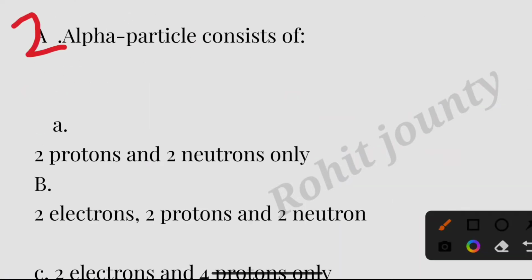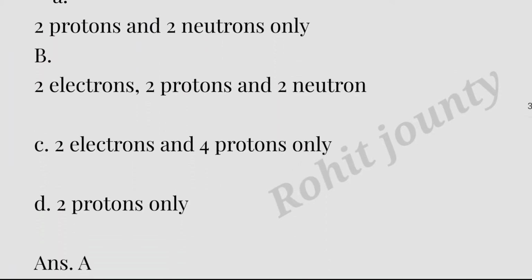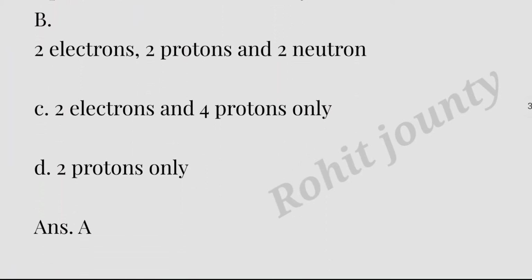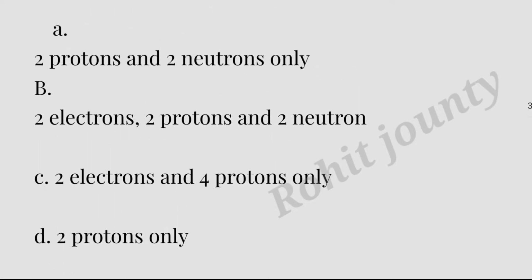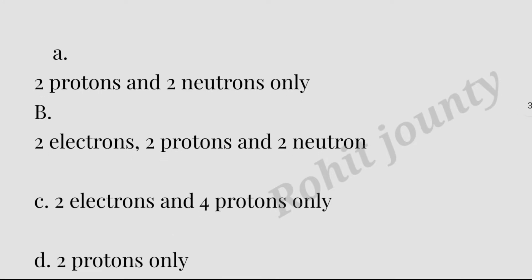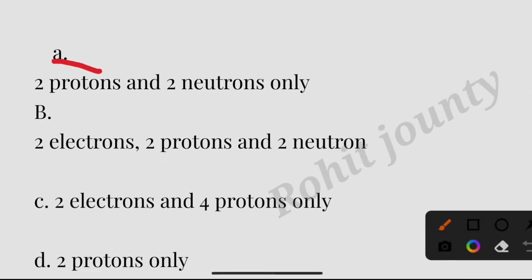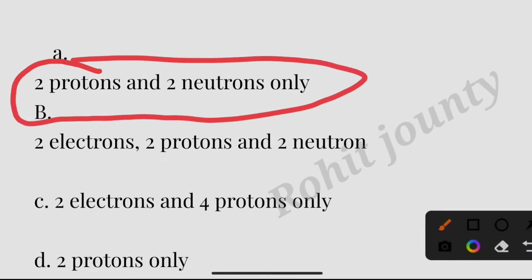Question number second. Alpha particle consists of option A: 2 protons and 2 neutrons only. Option B: 2 electrons, 2 protons and 2 neutrons. Option C: 2 electrons and 4 protons only. Option D: 2 protons only. The correct answer is option A: 2 protons, 2 neutrons only.